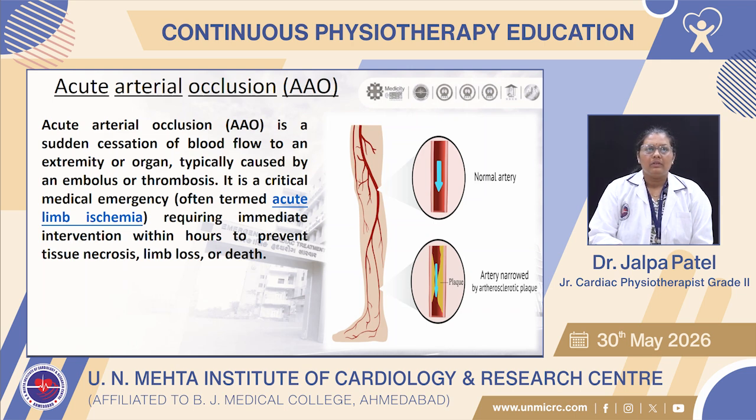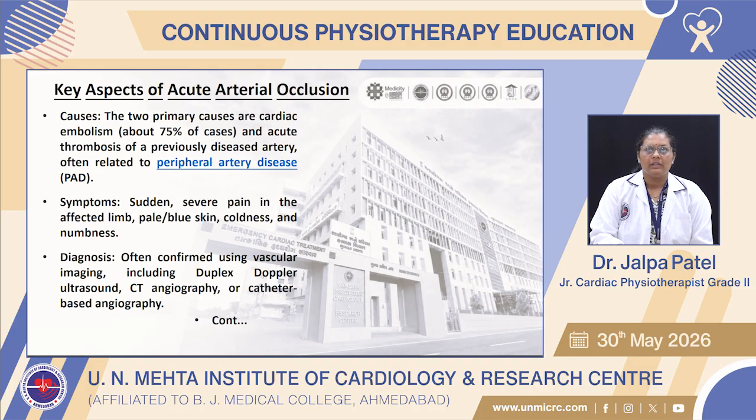Now we are on acute arterial occlusion. Acute arterial occlusion is a sudden cessation of blood flow to an extremity or organ, typically caused by an embolus or thrombosis. It is a crucial medical emergency requiring immediate intervention within hours to prevent tissue necrosis, limb loss or death.